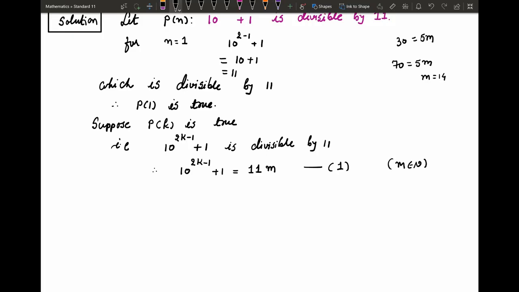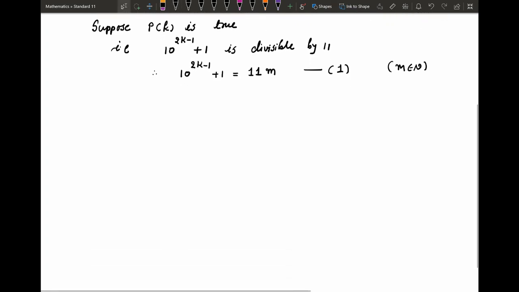So without P of k we can't prove P of k plus 1. So using P of k we will prove the result is true for n equal to k plus 1. Now from this, the value of 10 raised to 2k minus 1 equal to 11m minus 1, say result number 2, because in future we will substitute values for 10 raised to 2k minus 1 when we prove the result for n equal to k plus 1.